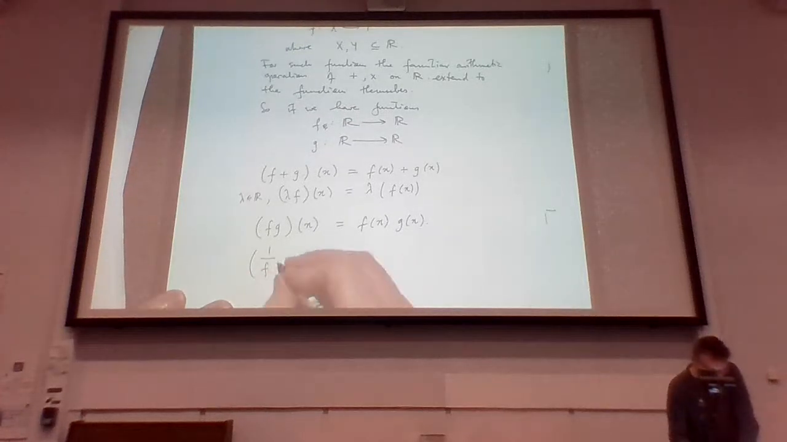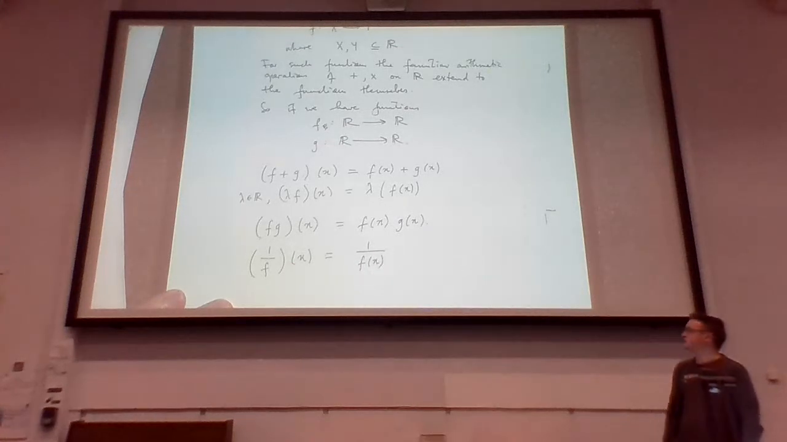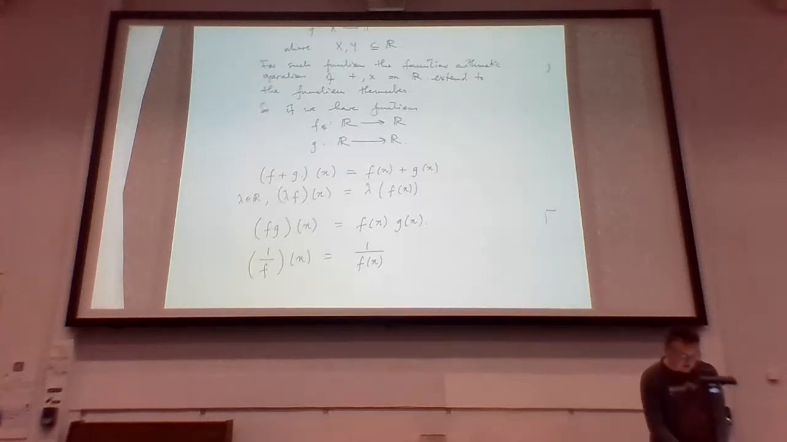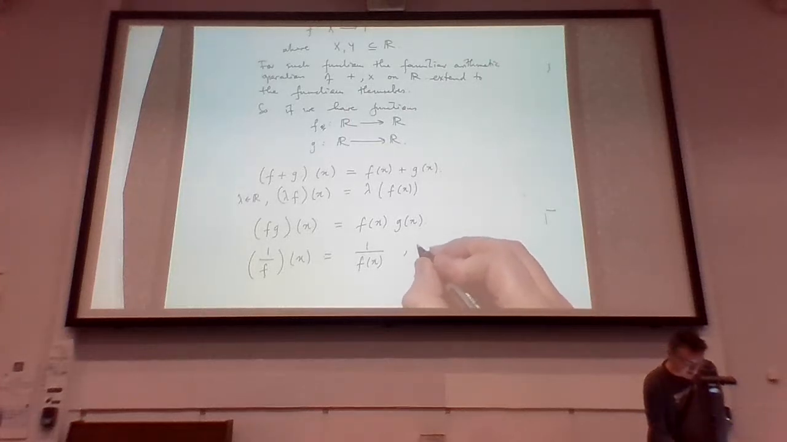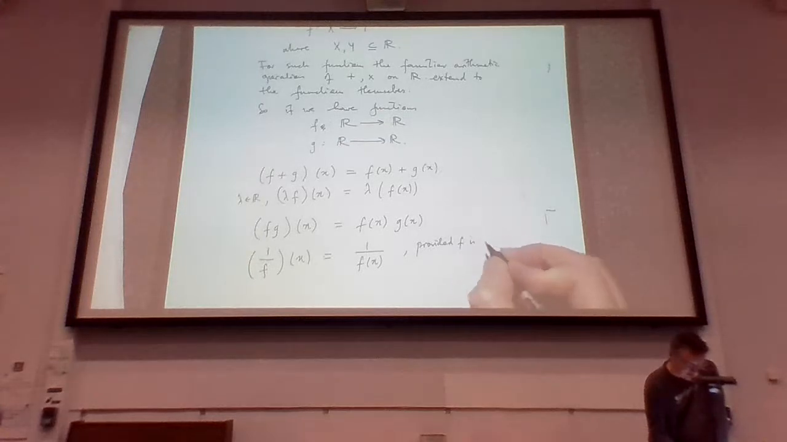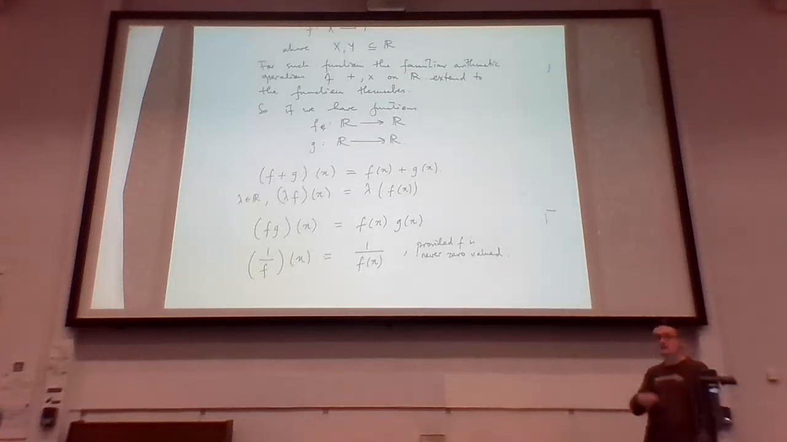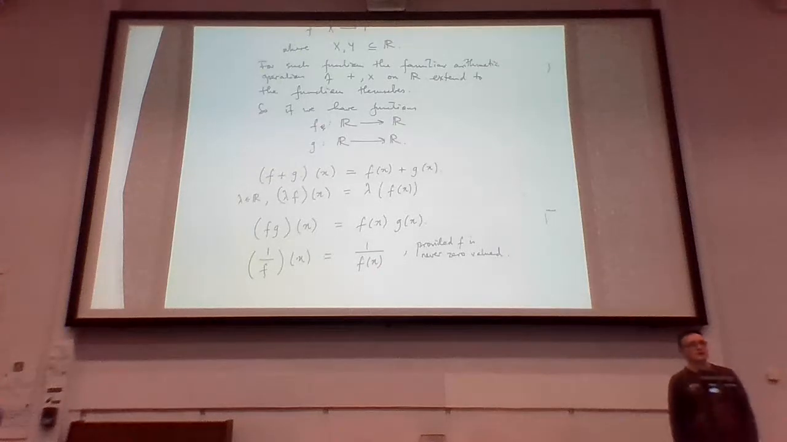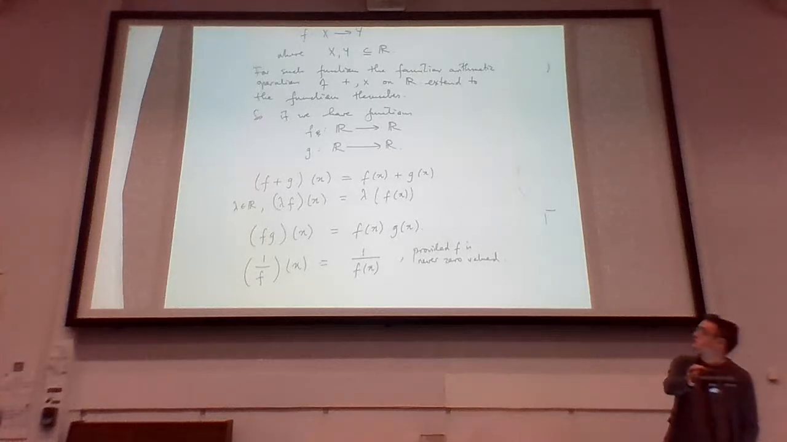And the value that the reciprocal function will take at x is the reciprocal of the value of f of x. But for this one, you need an extra condition: provided f is never zero valued. Sometimes f gives a value 0 as one of its values, and then you'll run into trouble there, because you're trying to divide 1 by 0, which doesn't make sense.